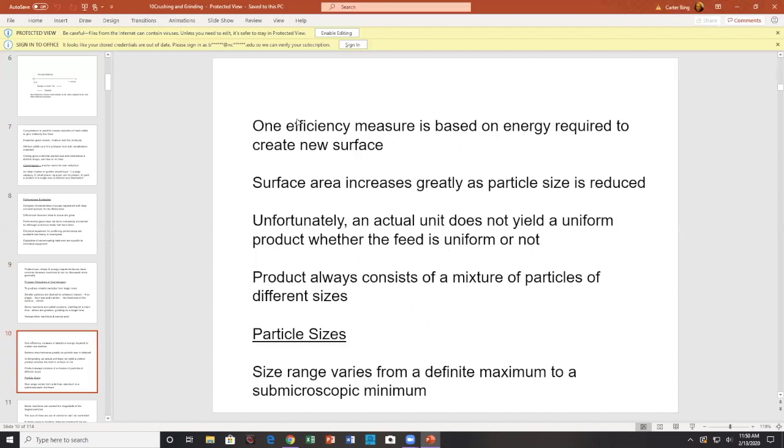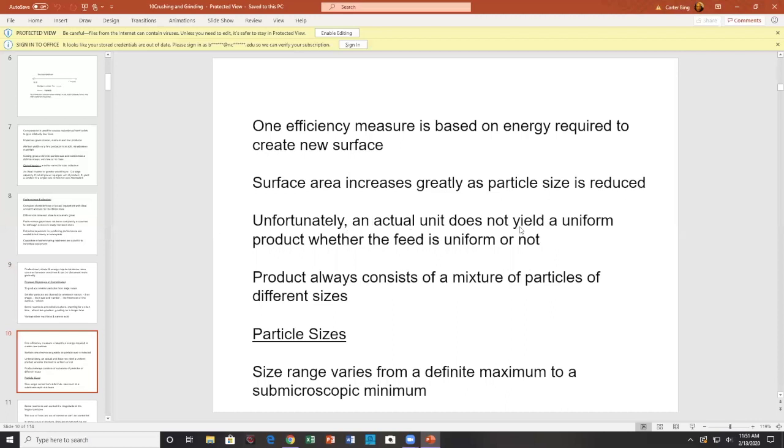Let's talk about efficiency. Efficiency is extremely low, basically. One efficiency measure is the energy required to create new surface, and the efficiency index would be new surface created relative to the energy applied. Surface area increases greatly as you reduce particle size.